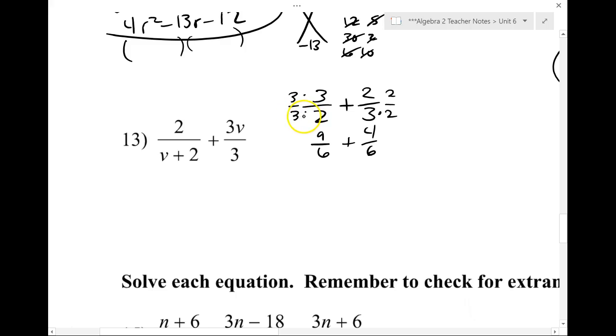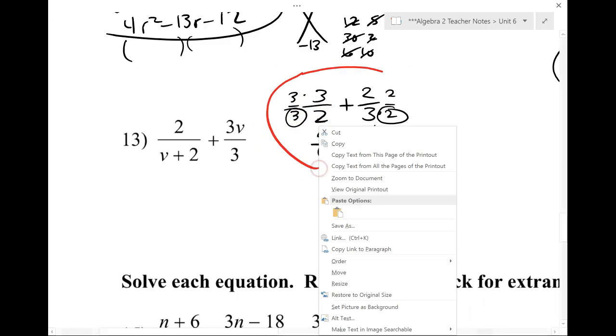But all I did, if you notice, is on this side, I multiplied times the denominator on the left. And on this side, I multiplied times the denominator on the right. So I'll do the same thing here. So here, let's multiply. Let's actually move this out of the way.